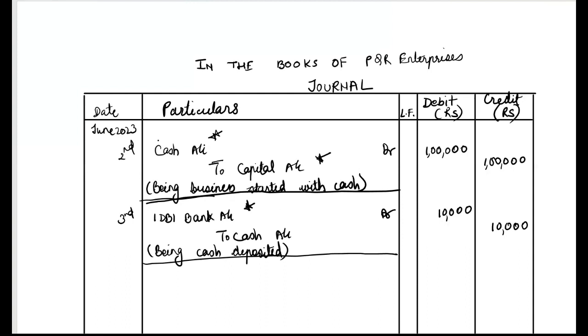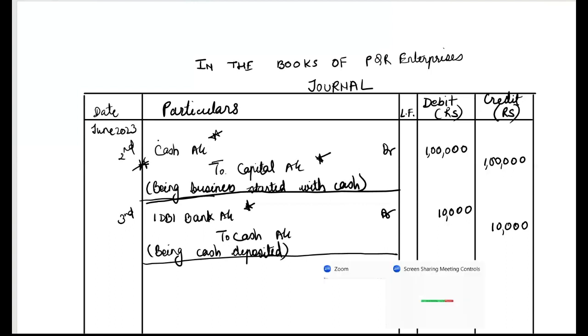So this is the first step of the ledger. Identify the different number of accounts that you need to prepare. Remember, in the ledger each account is separate. That means one account will be the cash account, second the capital account, third the IDBI bank account. Now, if I've already prepared cash account, I don't have to prepare it again. Fine. So 3 accounts I'm going to prepare.